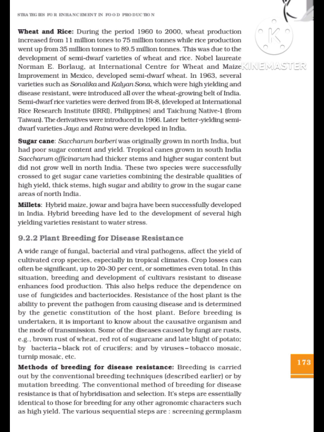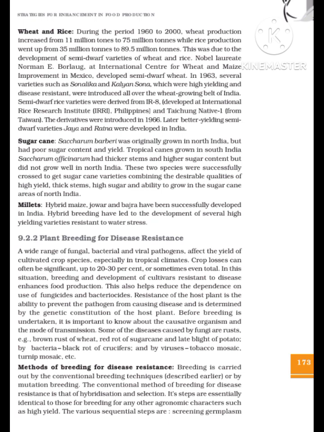Sugarcane, Saccharum barberi, was originally grown in North India, but had poor sugar content and yield. Tropical canes grown in South India, Saccharum officinarum, had thicker stems and higher sugar content but did not grow well in North India. These two species were successfully crossed to get sugarcane varieties combining the desirable qualities of high yield, thick stems, high sugar, and ability to grow in the sugarcane areas of North India. Millets, hybrid maize, jowar, and bajra have been successfully developed in India. Hybrid breeding has led to the development of several high-yielding varieties resistant to water stress.